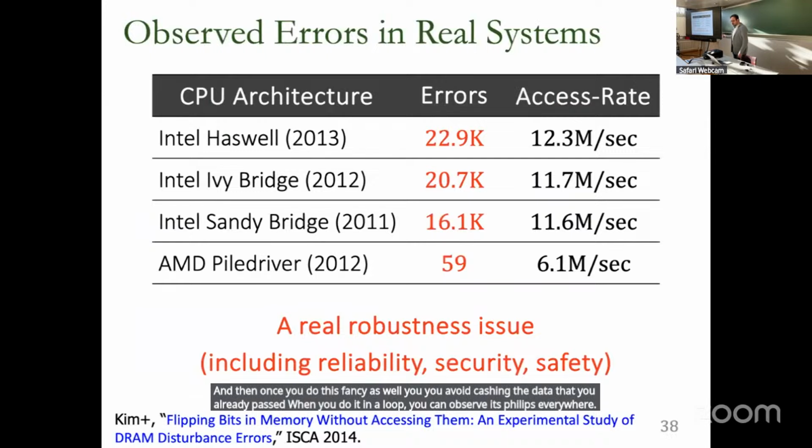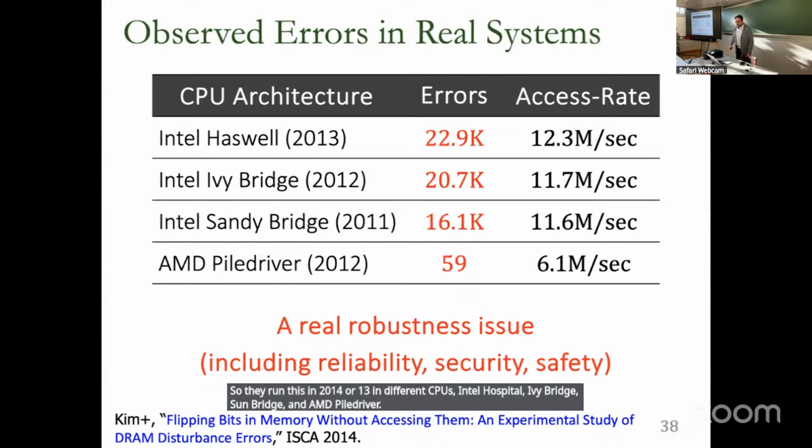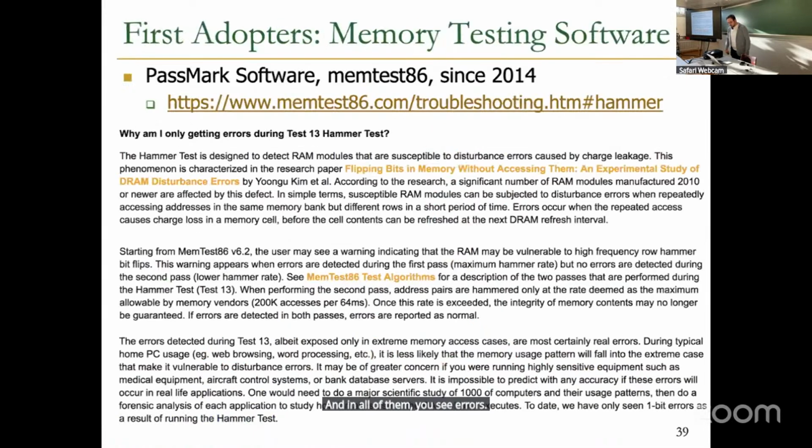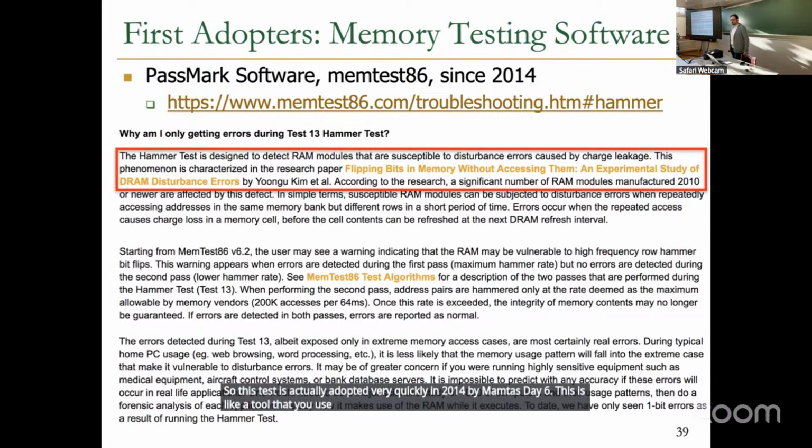They ran this in 2013 or 2014 on different CPUs: Intel Haswell, Ivy Bridge, Sandy Bridge, and AMD Piledriver. And in all of them, you see errors. This test was adopted very quickly in 2014 by MemTest86, a tool that you use to test your memory chips.